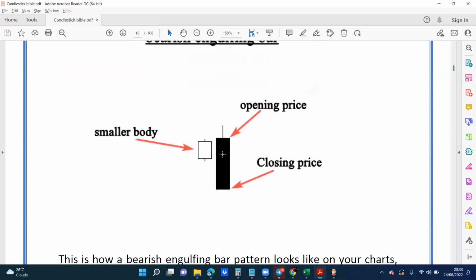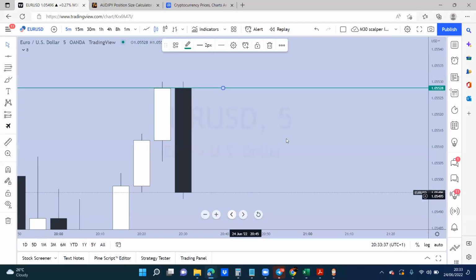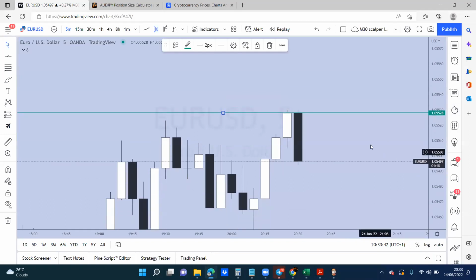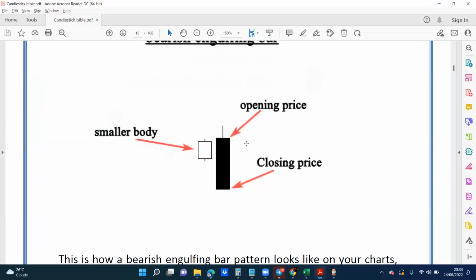Before I continue, I have to quickly state that candlesticks on charts form from the left to the right, right? So this white one is the older one. The black candle, the bearish candle, is the new one. If a new candle is going to form, it's going to form to the right, not the left. So candles form from the left to the right.